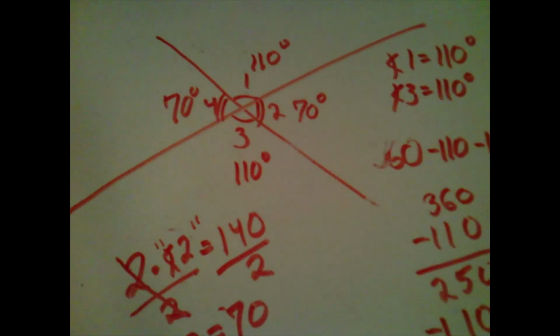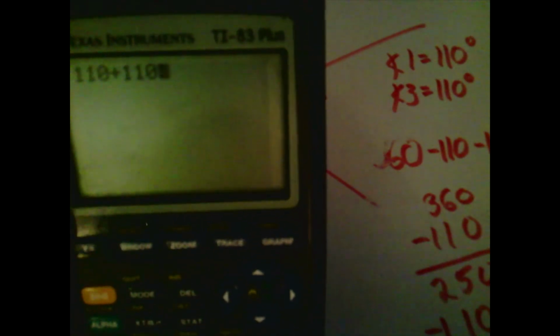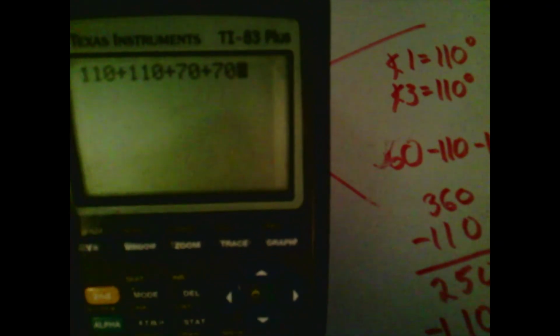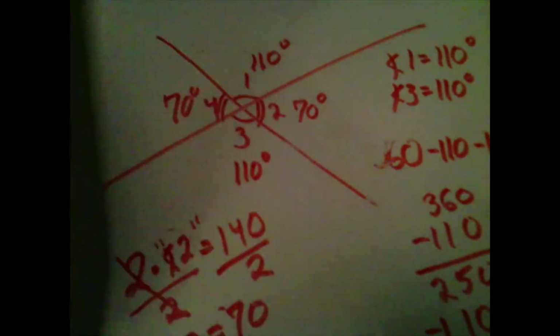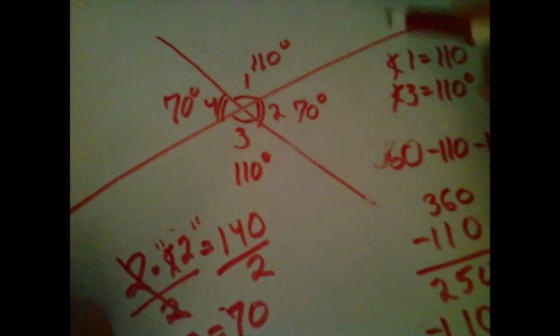There's a quick check just to make sure, if you ever want to make sure you did it right. And here you go. By taking all of these angles and adding them up, 110 plus 110 plus 70 plus 70, by adding all of these up, we should come up with 360. And we do. And that means that the circle is complete. All 360 degrees of the circle have been used, so we must have our correct answers.